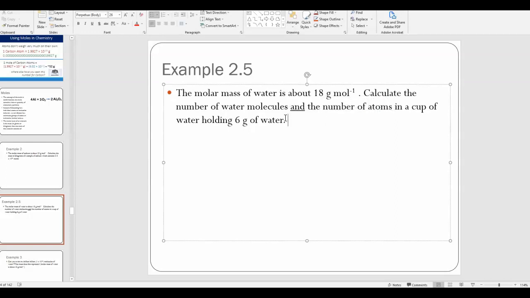Number one, you might be thinking, why is it asking for the number of molecules and atoms? Aren't those the same? But they're not, because remember, water is H2O. And so one molecule of water, because it's H2O, that's 2 hydrogen atoms plus an oxygen atom, is actually 3 atoms. Sorry, one molecule. I don't know why I wrote mole.